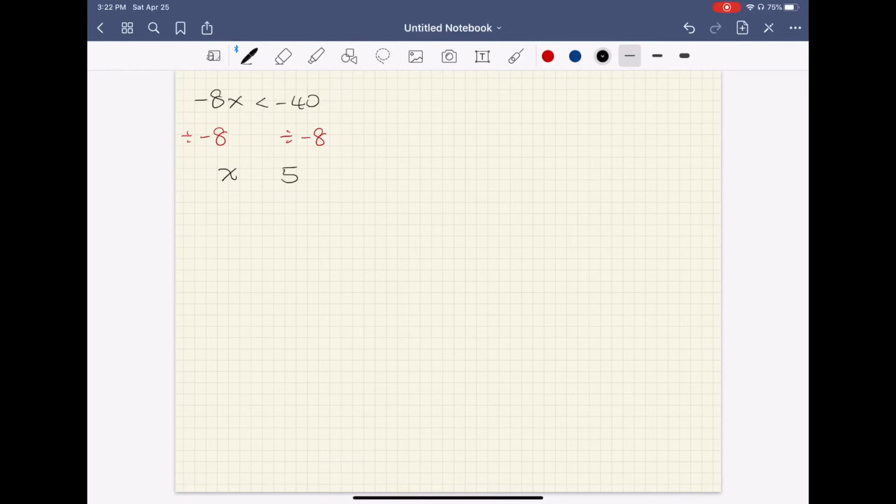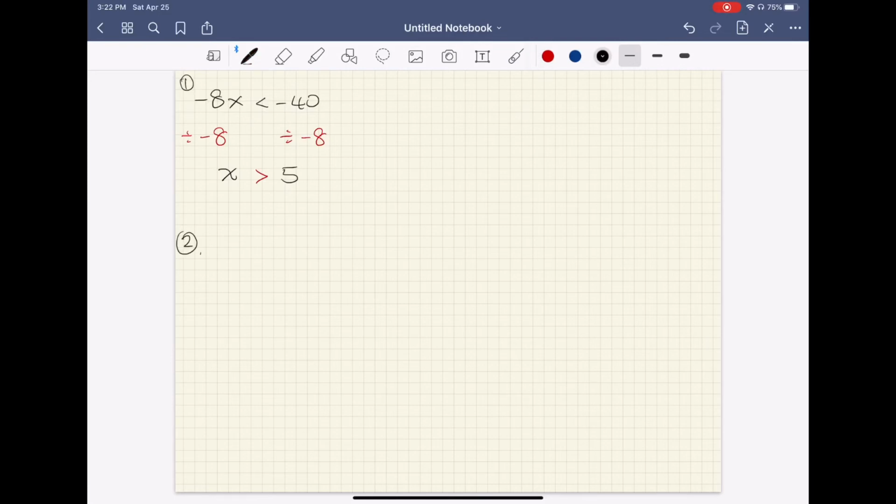Now, because we are dividing by a negative number, what happens to the sign? Remember, it will be flipped. So instead of less than, it becomes greater than. That's example number 1.